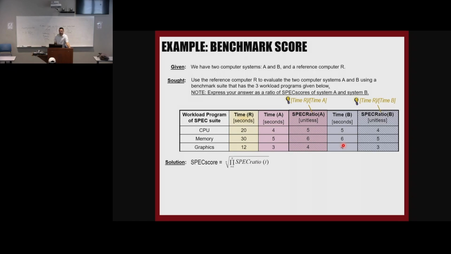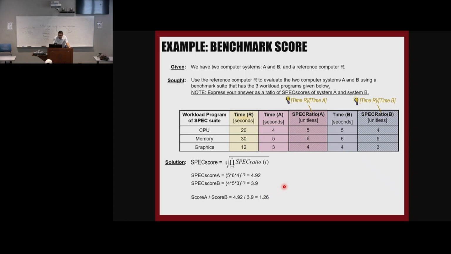Now, we want to calculate the SPEC score for each of these. The SPEC score of A is 5 multiplied by 6 multiplied by 4, and you get the cube root of that, and it gives us 4.92. You obviously need a calculator for that. So SPEC score of B is 4 multiplied by 5 multiplied by 3, and then you get the cube root again. You get 3.9, and if you want to get SPEC score of A with respect to SPEC score of B, you divide 4.92 by 3.9, and it's going to be equal to 1.26. And this is your answer.